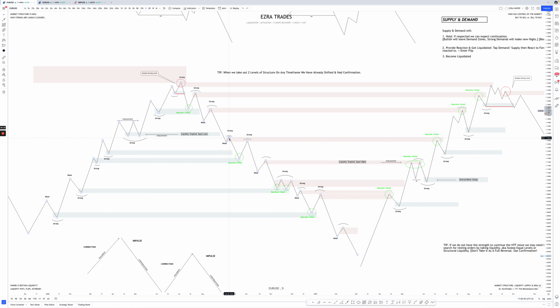This supply was responsible for the break of structure to the downside, because this was the lower low, lower high, lower low. This one broke this low, right? Therefore, this supply is going to hold and break structure, new lower low. This gave us an opportunity for a pullback, and that's the whole idea.